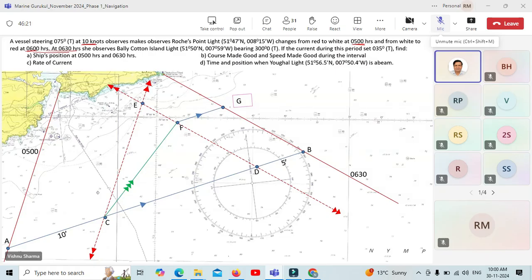Now you join A and G with a straight line, this yellow line you can see, and where it cuts the current segment CF, call that point H.